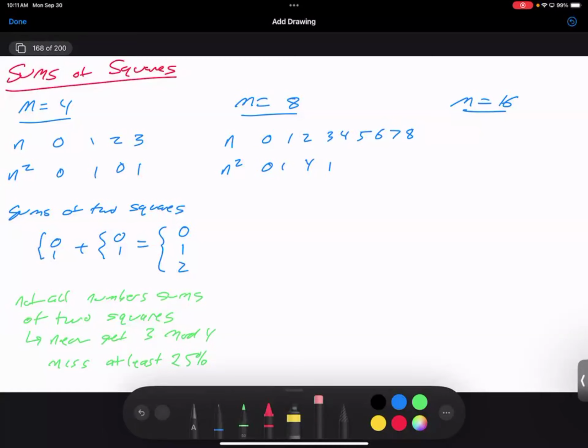So 4 squared is going to be 0. 5 is just the same as 8 minus 3, right? So that's just negative 3 squared, which is just 1. 6 is just going to be 8 minus 2, so it's just going to be 4. 7 is the same as 8 minus 1, so that's just going to be 1. And then 8 is 0. So it just repeats.